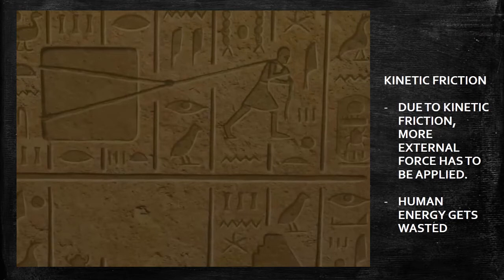From this simple animated video, you can easily understand the concept of kinetic friction. Here, those heavy rocks were pulled by the slaves. When they are pulling these heavy stones or rocks, there will be a kinetic friction existing between the heavy rocks and the surface. That surface applies an opposing force to the movement of the rocks.